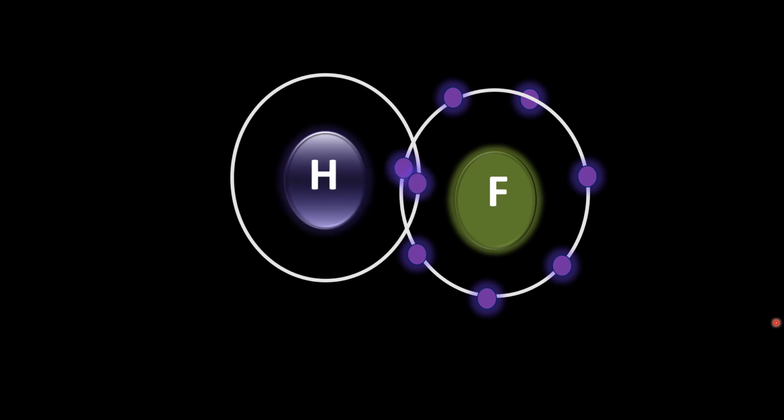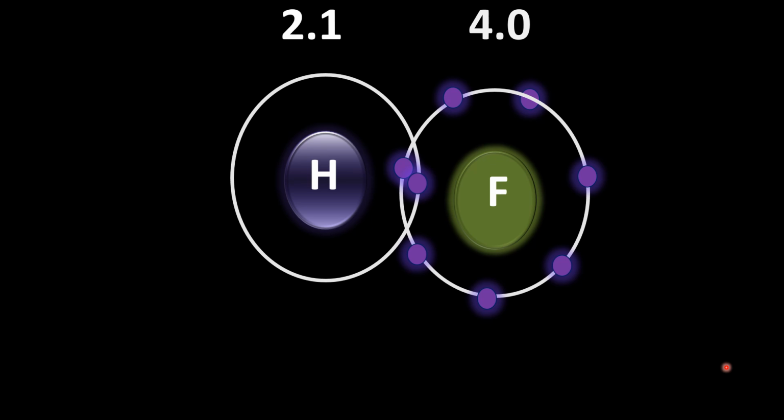When hydrogen comes close to fluorine, both share their electrons, but the thing is that this sharing is not equal. This sharing is not equal because hydrogen has an electronegativity of 2.1 while the electronegativity of fluorine is 4. So the electronegativity difference is more than 1.5. Such objects are called polar.